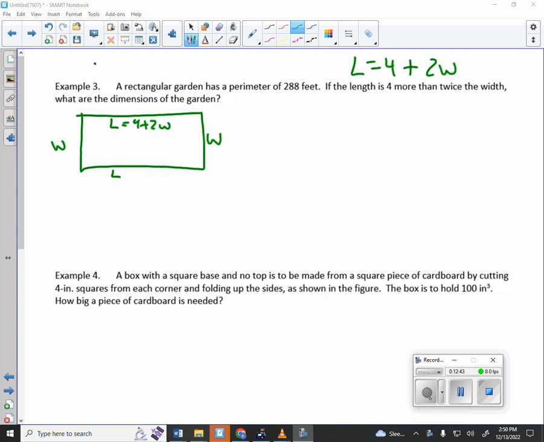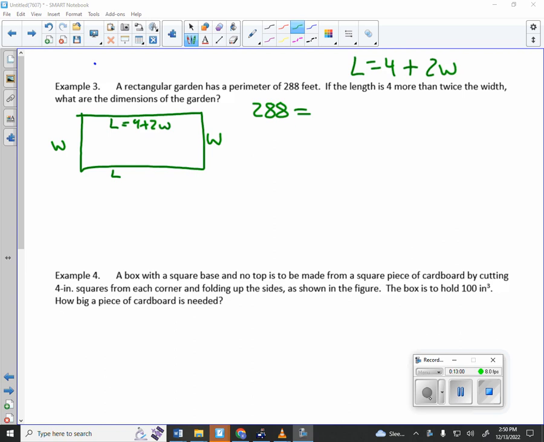Sure, that's fine. But no matter what, you're going to have to come up with an expression for perimeter. And perimeter is the sum of all the sides, right? And we know that it adds up to 288.